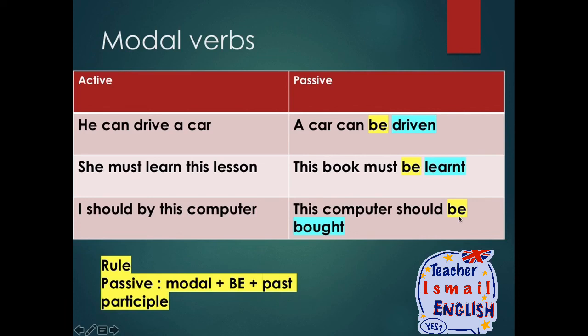So when we have a modal verb, in the passive we put the modal first, plus be, the verb to be, and the past participle of the verb. This is, I think, the most important thing that you should focus on in this lesson on the passive voice.